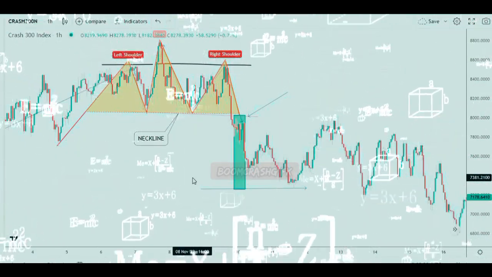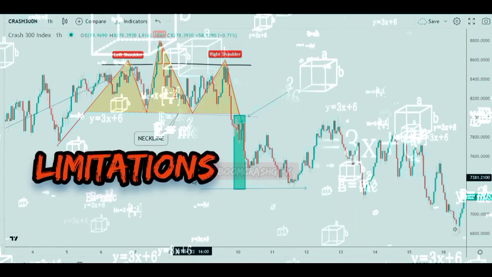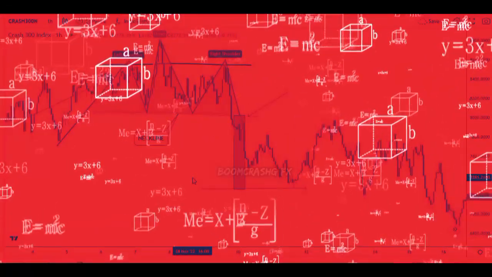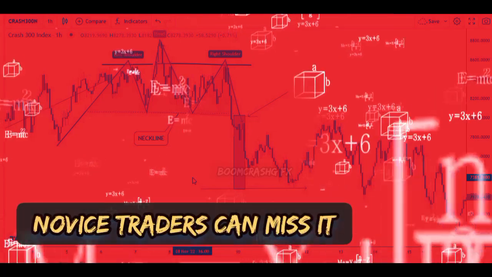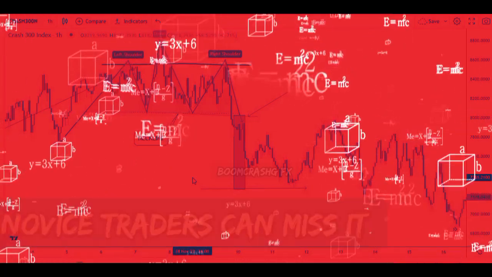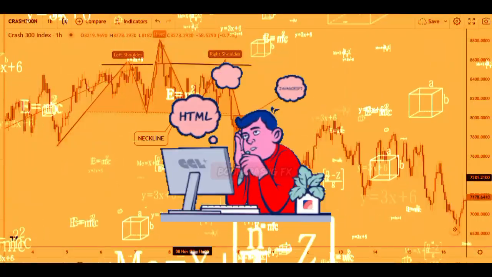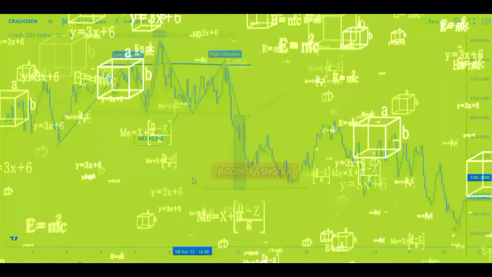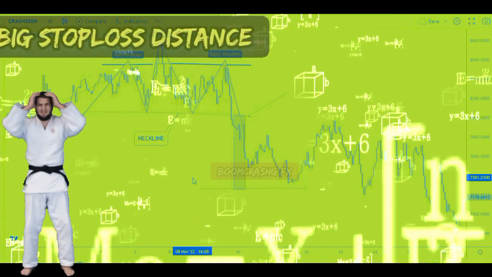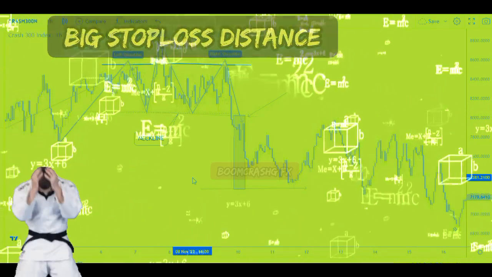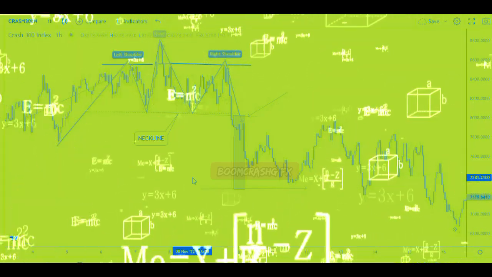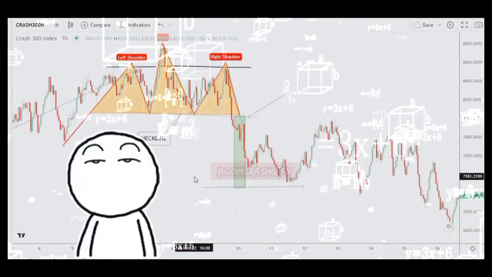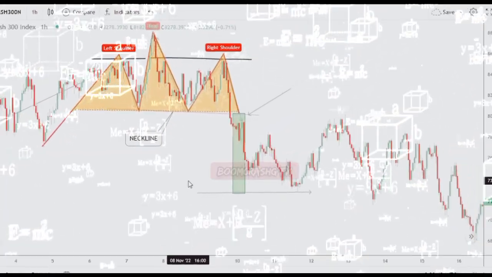So going straight to the cons, disadvantages, limitations of the head and shoulder pattern. Number one is that novice traders may miss it. It is kind of difficult for novice traders to point out the head and shoulder pattern in the market. And another thing is that it is very possible to have a large stop loss distance due to the nature of the pattern. So basically these are the pros and the cons of the head and shoulder pattern.